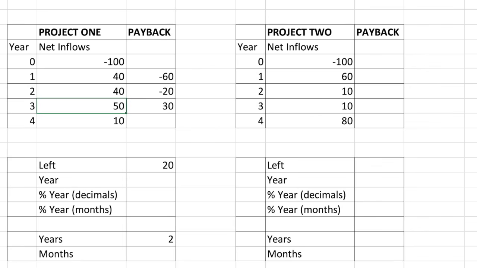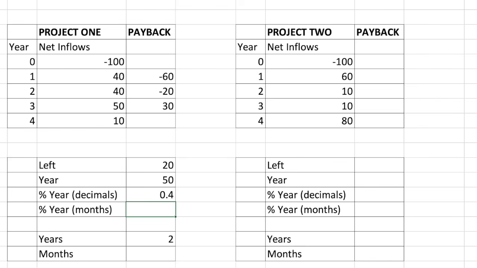That year you turned positive, the inflow was 50. So we'll put 50 in here. Then just simply divide the 20 by the 50, the amount you had left going into the year by how much was made in the year. 20 divided by 50 is 0.4, but that's decimals.